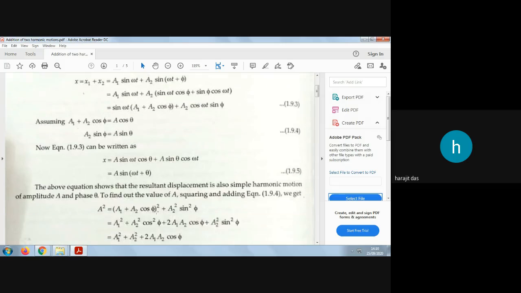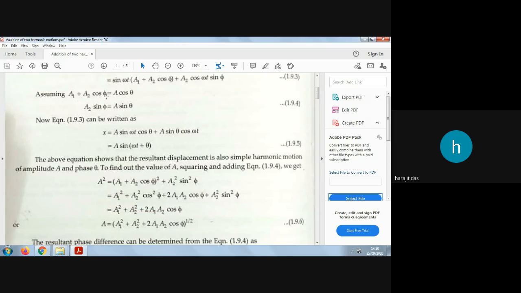Now how will you find out the resultant amplitude A and this theta value? To find out, as you know, sine square theta plus cos square theta equals 1. So if you square both sides of these two equations and add them up, you get cos square theta plus sine square theta, which equals 1, and then on the right-hand side you get A square. So here I will write directly by squaring these equations, equation 3 and 4.